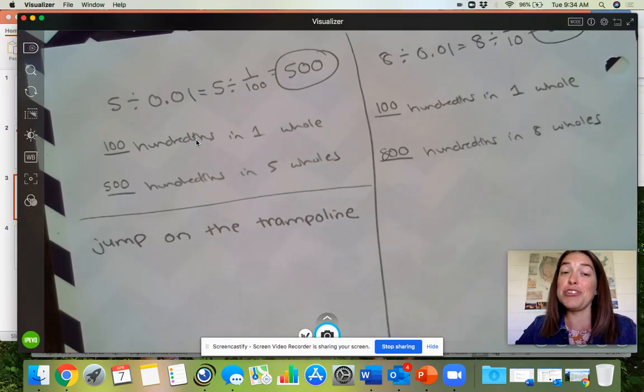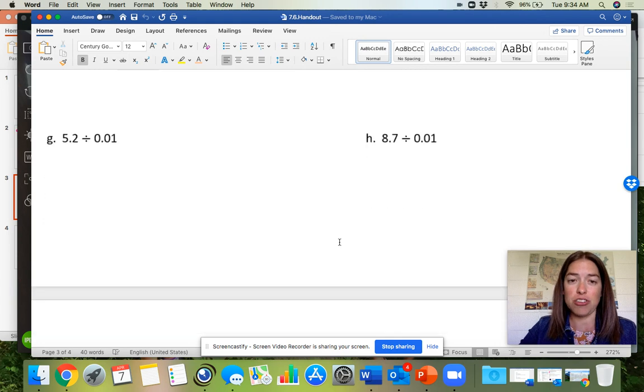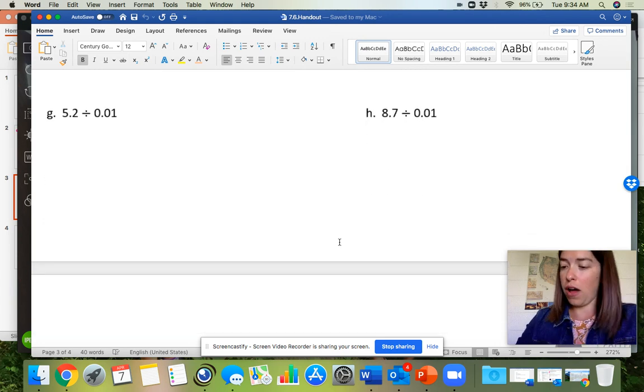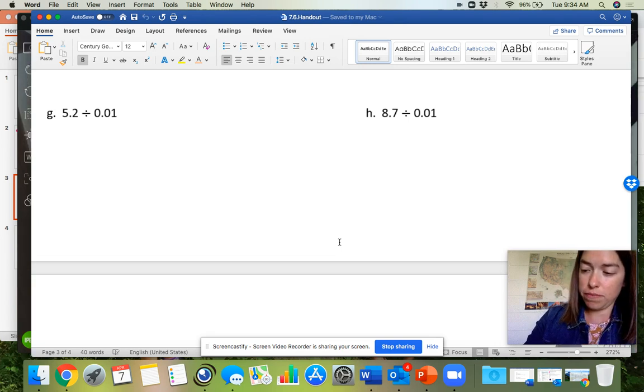All right, 2 more problems to go, and then you have some to try on your own. All right, these last 2. Go ahead and find some room on your paper, and let's write down our division equation.